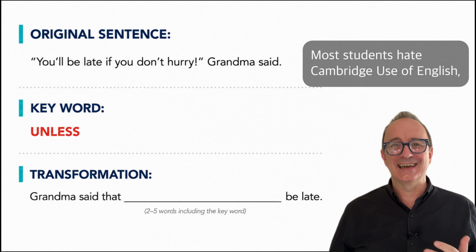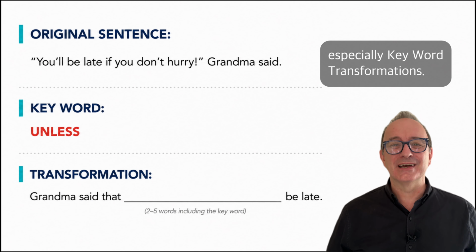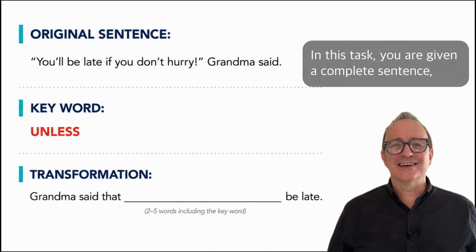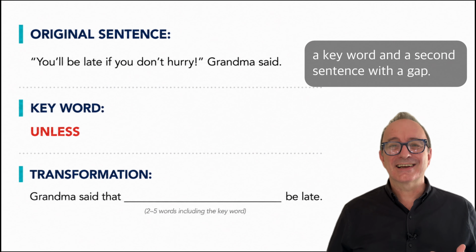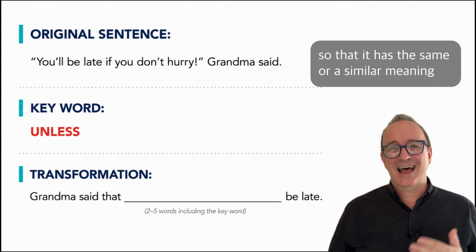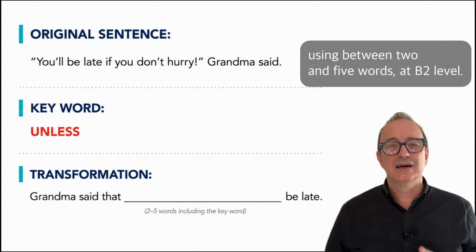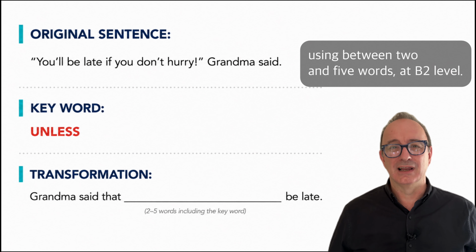Most students hate Cambridge Use of English, especially keyword transformations. In this task, you are given a complete sentence, a keyword, and a second sentence with a gap. You have to complete the second sentence so that it has the same or a similar meaning as the first sentence, using between 2 and 5 words at B2 level.